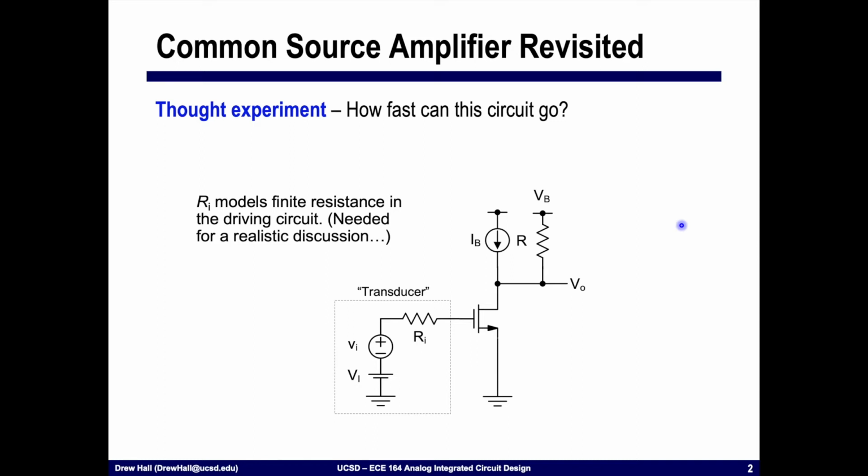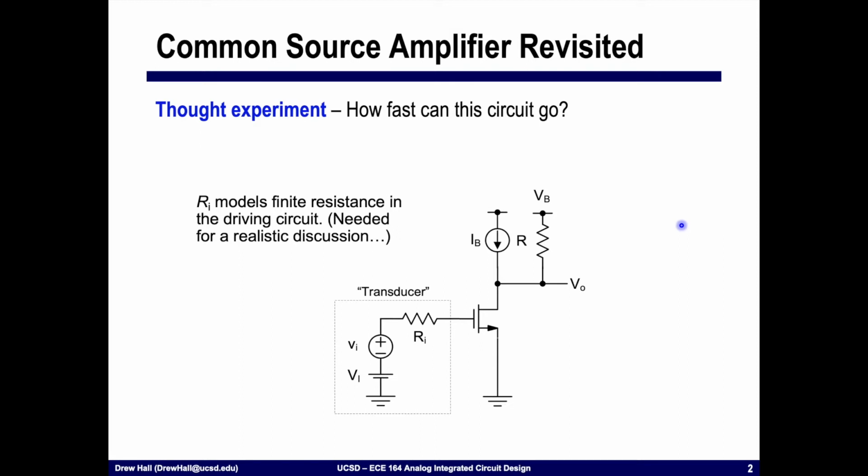If you recall last lecture, we talked about this particular circuit and we were posing the thought experiment of how much gain we could make from this circuit. Today we're going to flip that around a little bit and try to understand how fast the circuit can go. Now, in order for this to be a truly meaningful discussion, we need to be a little bit more realistic about what's actually driving this particular circuit.